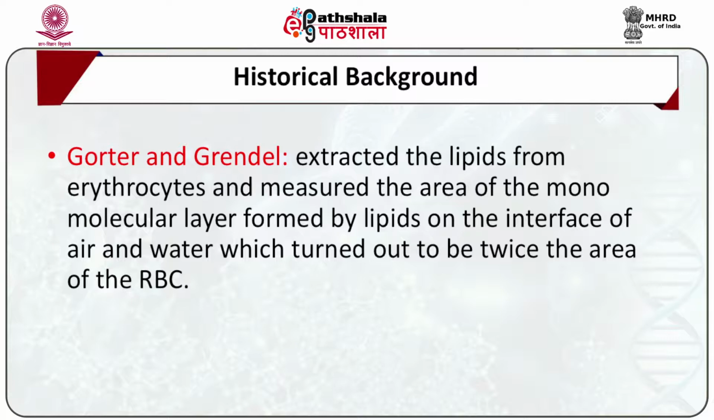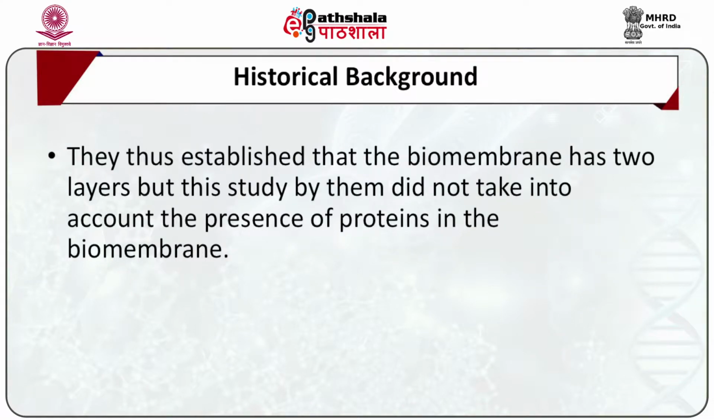Gorter and Grendel extracted the lipids from erythrocytes and measured the area of the monomolecular layer formed by lipids on the interface of air and water, which turned out to be twice the area of the RBC. They thus established that the biomembrane has two layers, but this study by them did not take into account the presence of proteins in the biomembrane.